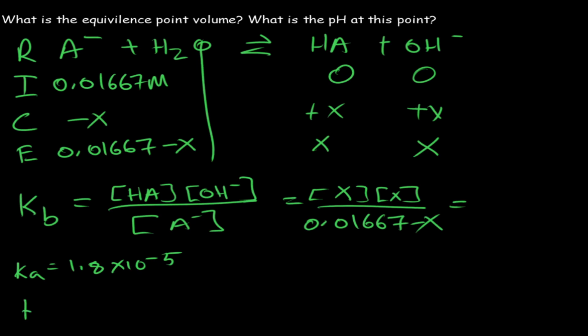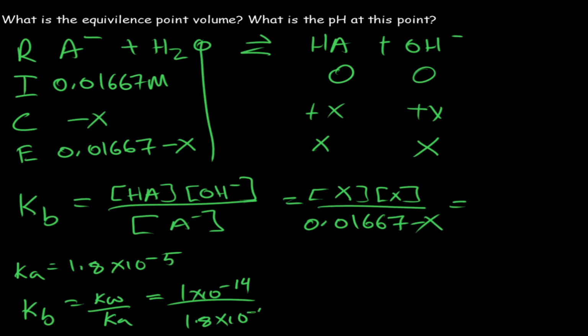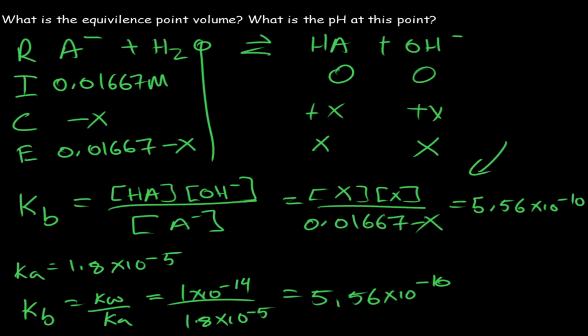Well, from our weak acid base equilibrium video, we know we can solve for Kb by doing Kw divided by Ka. So 1 times 10 to the negative 14, which is our Kw value, divided by 1.8 times 10 to the negative 5, will give us a value of 5.56 times 10 to the negative 10. So we know that our Kb value is 5.56 times 10 to the negative 10. And so all we have to do is solve for X.